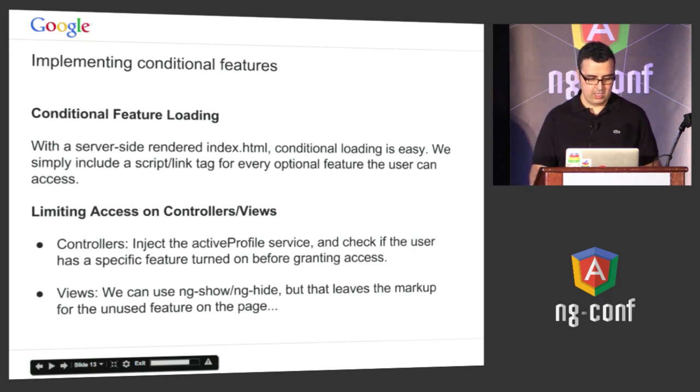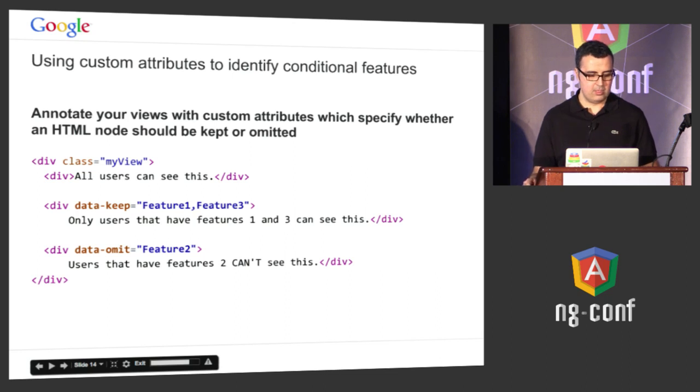So what we did is we came up with a way to remove those snippets of HTML from the view that we didn't really need for a specific feature. And we did that by annotating our HTML with custom attributes. So basically, we call them keep and omit.